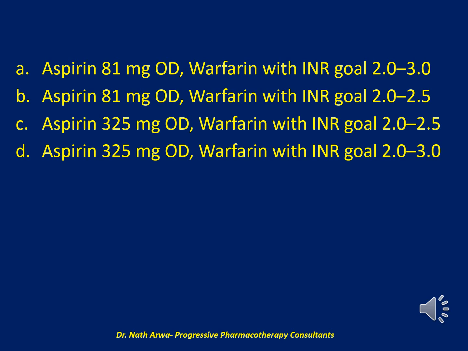Aspirin 325 mg orally once daily, plus warfarin with INR goal 2.0 to 2.5, or would it be D, aspirin 325 mg orally once daily, plus warfarin with INR goal 2.0 to 3.0? I will give you 10 seconds to choose the correct answer to this question from the listed options.